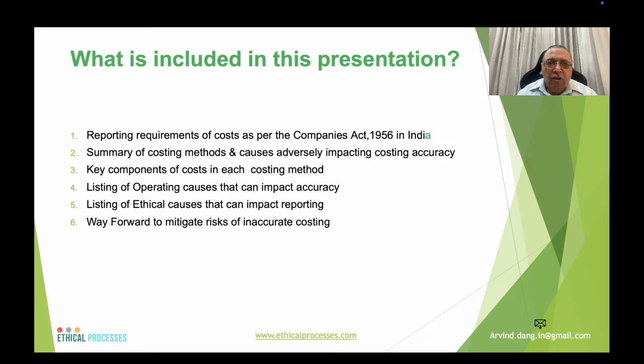1. Reporting requirement for cost as per the Companies Act in India. 2. Summary of the costing methods and causes adversely impacting costing accuracy. 3. Key components of cost in each costing method. There are 5 methods listed. 4. Listing of operating causes that can impact accuracy of costing. 5. Listing of ethical causes that can impact reporting of costing accuracy. 6. Way forward to mitigate risk of inaccurate costing.